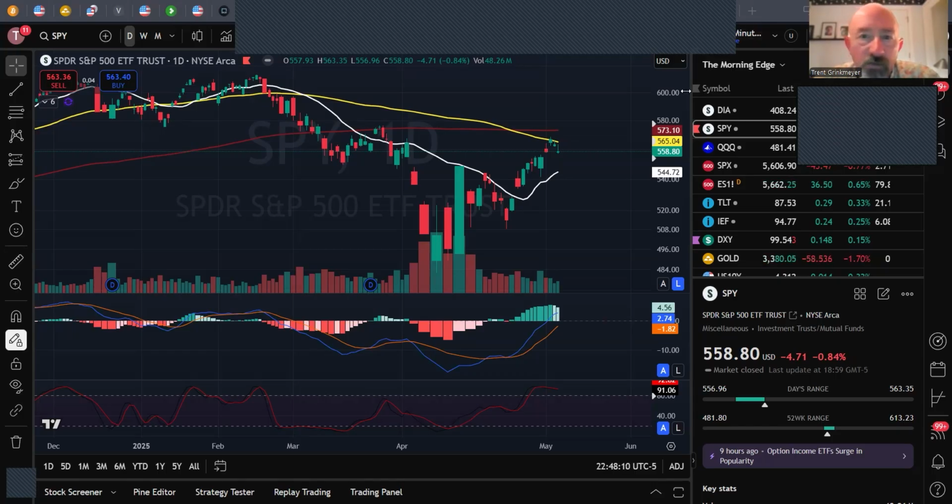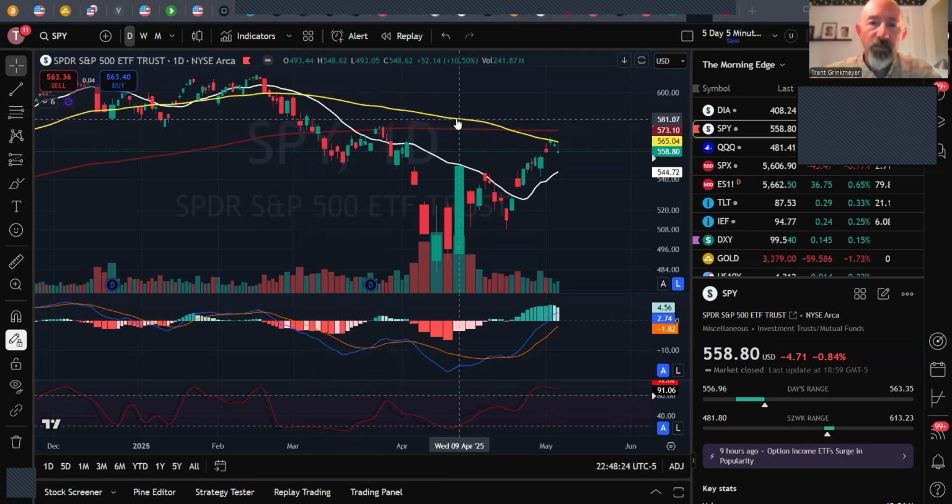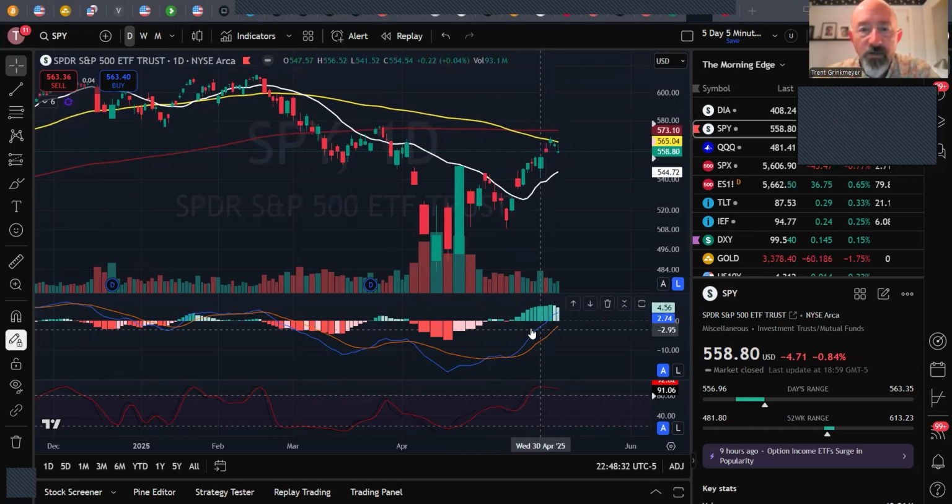We're going to start off with SPY, which is the S&P 500 index ETF. I'm going to focus on really these three lines. The yellow line is the intermediate trend line, that's the 62-day moving average, and the white line is the 15, or trade line, 15-day moving average. The red line, of course, is the 200. I've got the MACD and the slow stochastic.